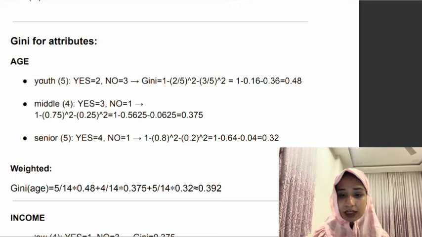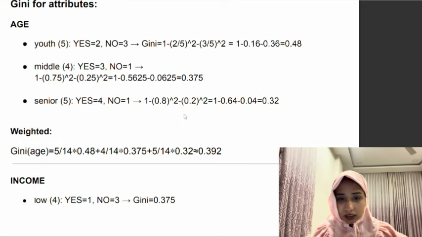So Gini will be 1 minus 2 by 5 square minus 3 by 5 square. Similarly we'll calculate it, and weighted will be 5 by 14 into the value. As we have calculated above, we'll do it in the same way here as well.